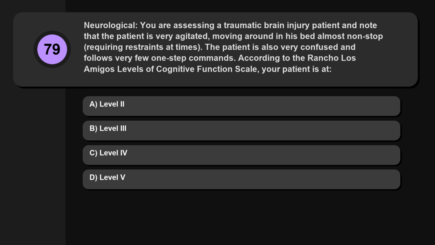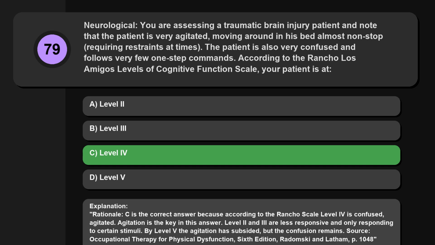moving around in his bed almost non-stop, requiring restraints at times. The patient is also very confused and follows very few one-step commands. According to the Rancho Los Amigos Levels of Cognitive Function Scale, your patient is at Option A, Level 2, Option B, Level 3, Option C, Level 4, Option D, Level V. The correct answer is Option C, Level 4.